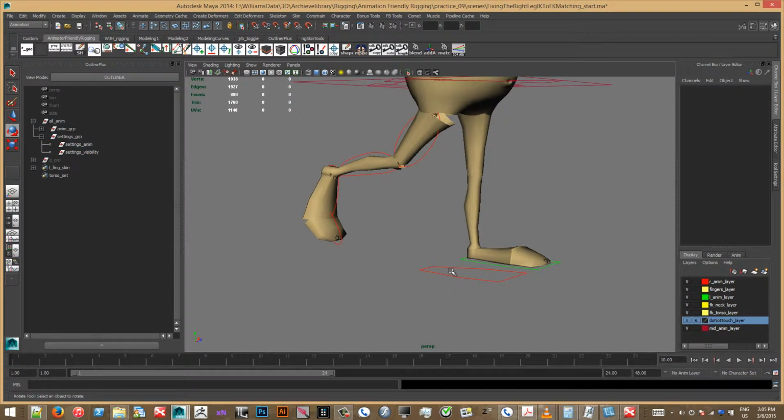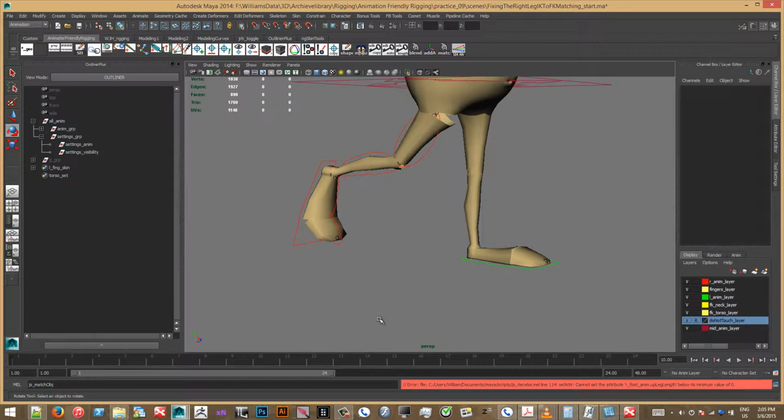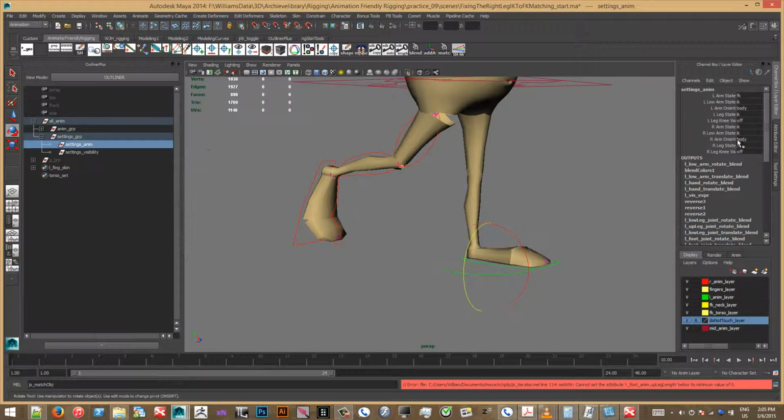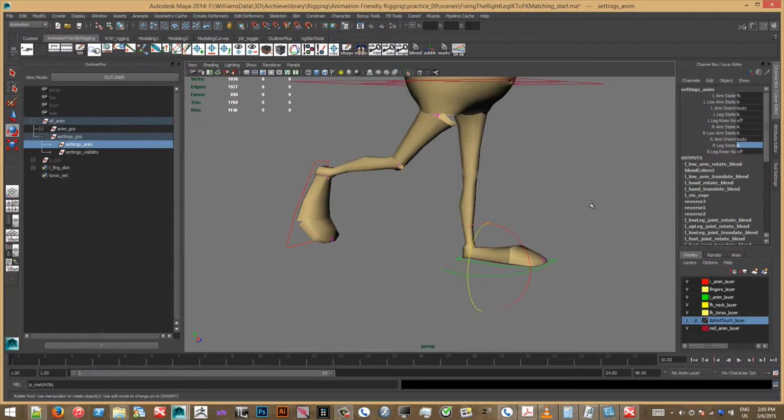And I just want to show, if I were to select the foot control and match it, it would appear to work, but you get this message down here saying cannot set the attribute rFootAnim up leg length below minimum value of 0. And if I were to switch over from FK to IK, it looks like it's working, right?